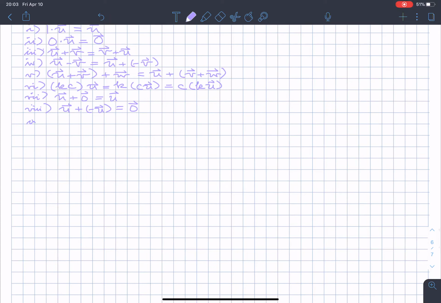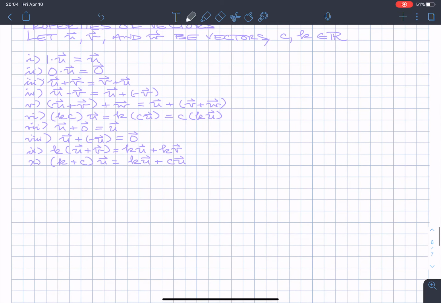Number 9, if I have some scalar k times the sum u plus v, I can distribute, so it's k times vector u plus k times vector v. And number 10, if I have the sum k plus c times vector u, I can distribute as well. So this is k times vector u plus c times vector u. Okay, so these are lots and lots of properties of vectors. But let's go ahead and prove a couple of them.